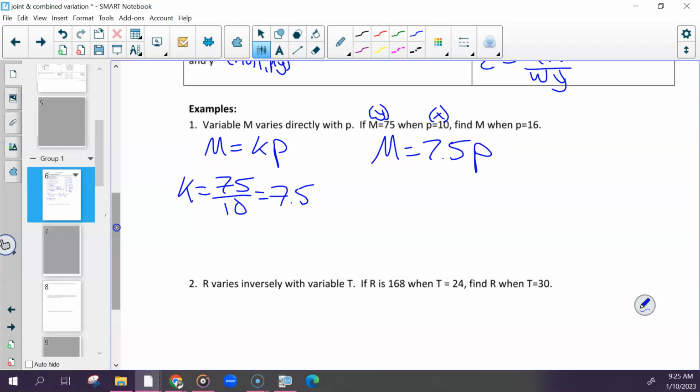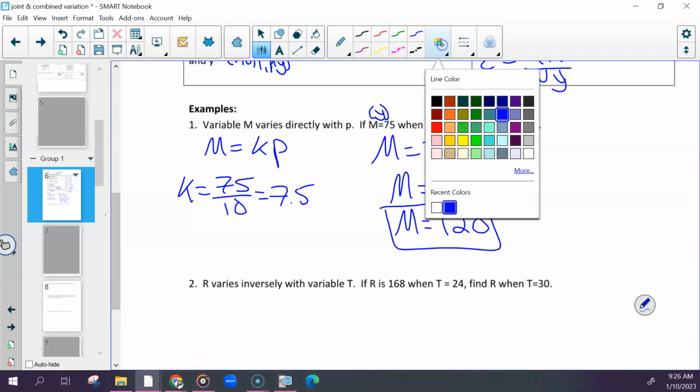Look at what they give us. We need to find m when p is 16. Multiply those and figure out what m is. If this were a word problem, we would put whatever label behind it, but it wasn't, so 120 is our final answer. The check method still works for all of these problems, so if you want to check yourself, you can.